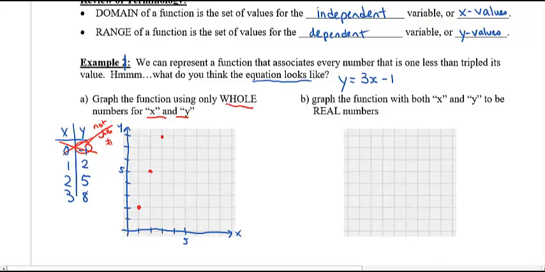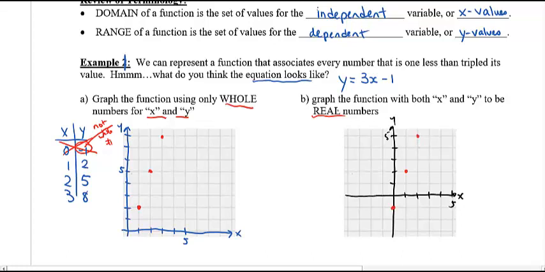Now, in part B, though, I said, look, graph the function of both x and y that are real numbers. Real numbers can be positive, negative, decimals, everything in between. So if you think about that, I better change where my axes is. I'm going to now change it to somewhere here, perhaps. Okay, x, y, once again, 1 unit, right? 1, 2, 3, 4, 5. Now I can plot 0, -1. That's right down here. I can plot 1, 2, 2, 5, and so on.